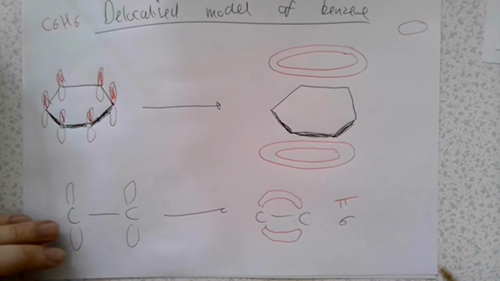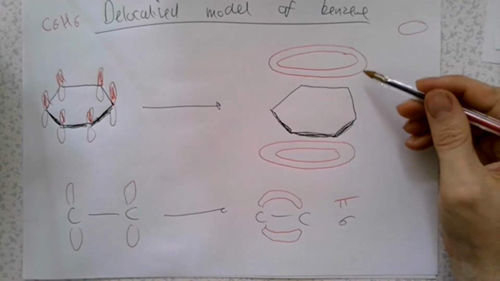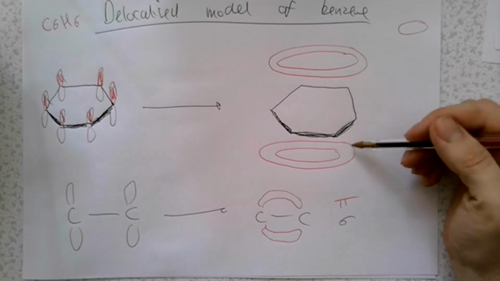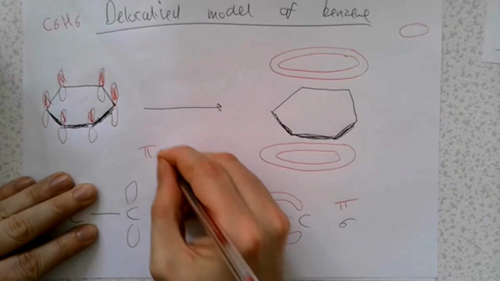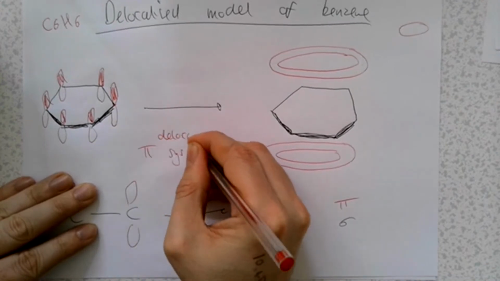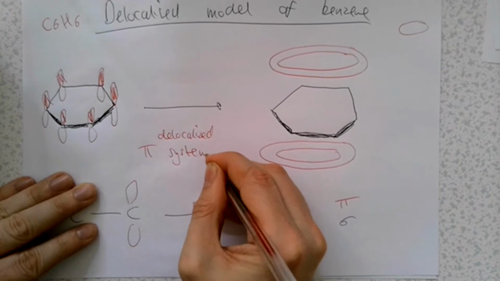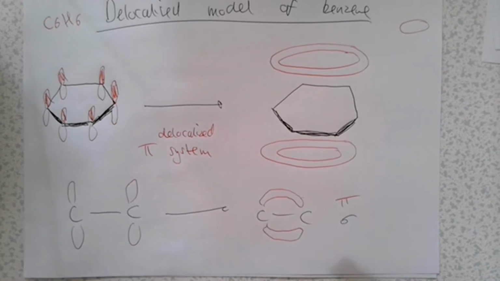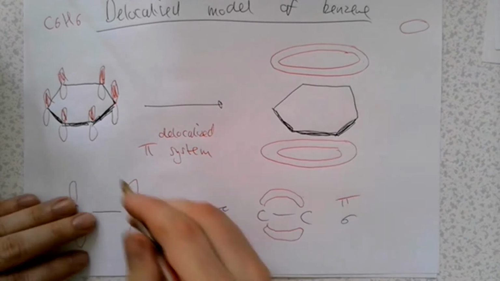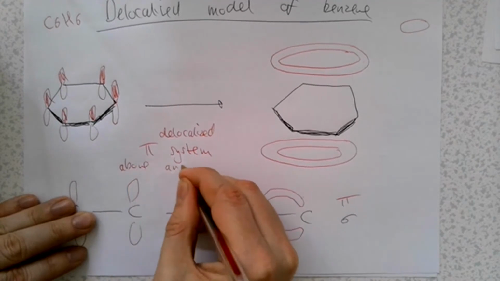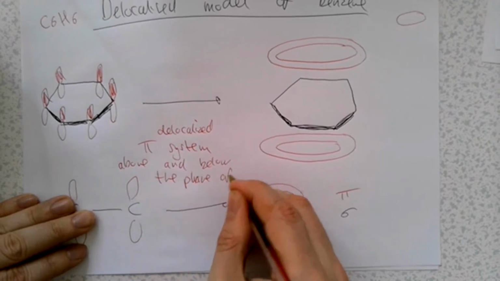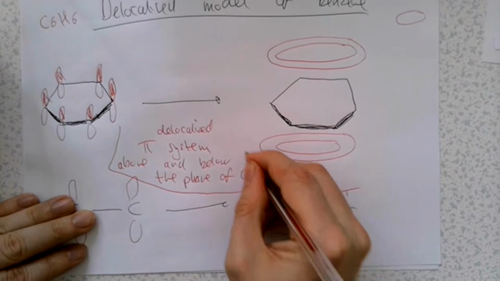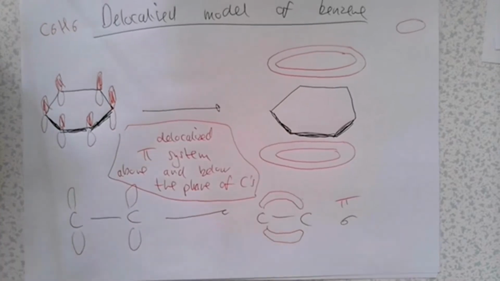And so what we end up with is a delocalized ring of electrons. Now, technically it's 2 rings, but this is all part of the same pi system. I'll write that down. So this is a delocalized pi system. And where would we describe where the system is? It is above and below the plane of the carbons. If you need to explain what the delocalized model of benzene is, that's your explanation. It's a delocalized pi system.